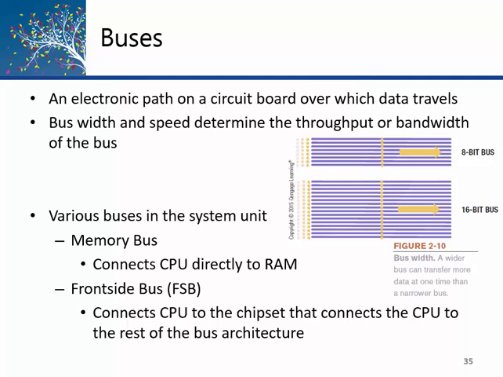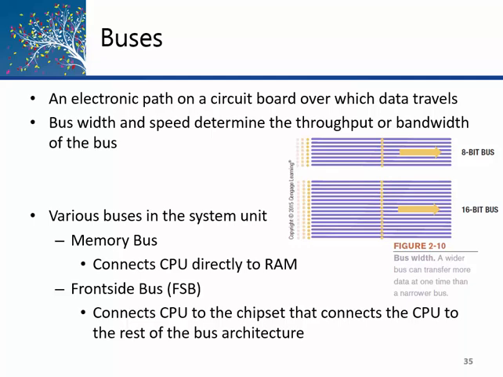And the buses can be 8-bit or 16-bit or 32-bit or 64-bit, depending on the information that's being passed along those lines. There are multiple buses on our motherboard, right? We know we have to have the CPU and we have memory, and it's got its own bus called the memory bus.